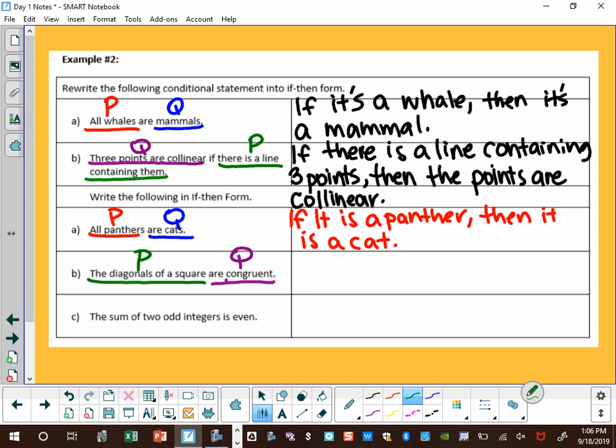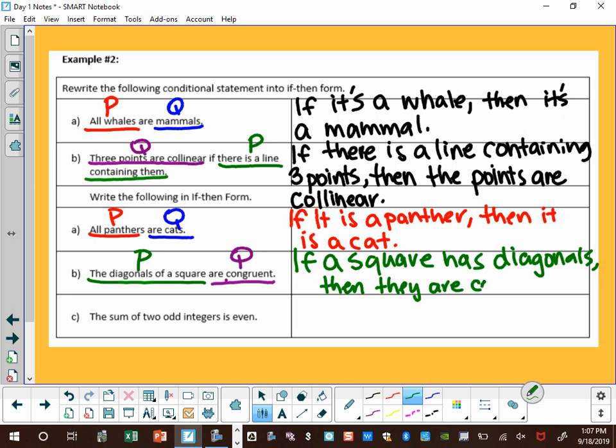But I'm going to say if a square has diagonals, then they are congruent. We're not doing letter C.